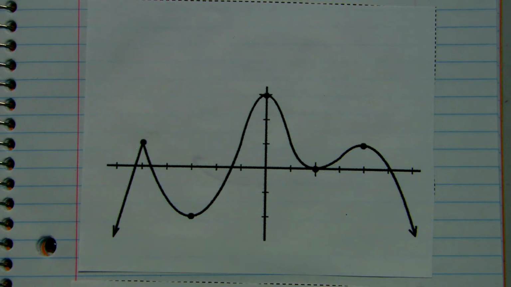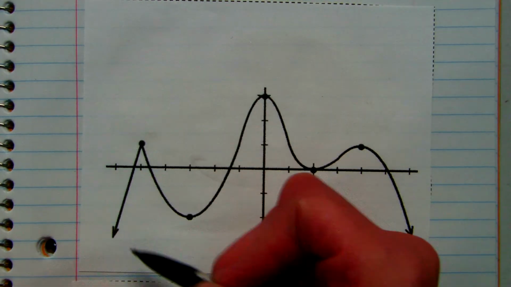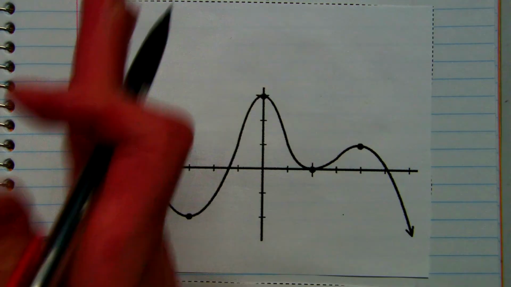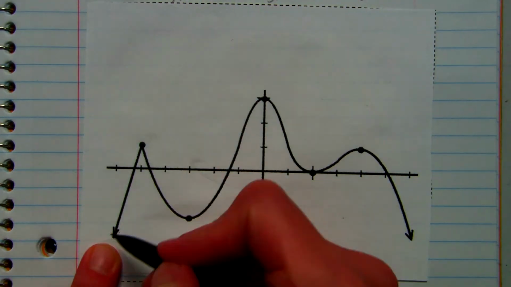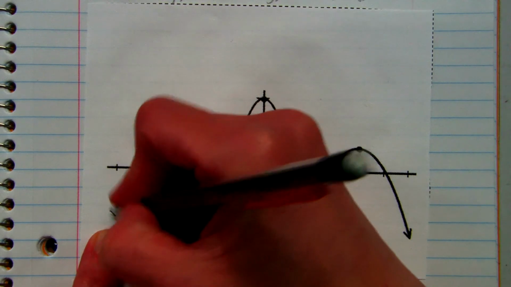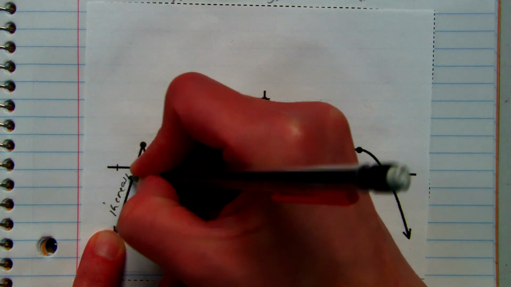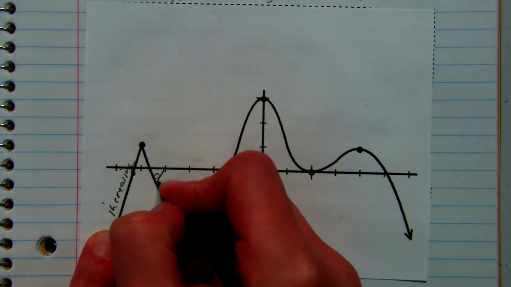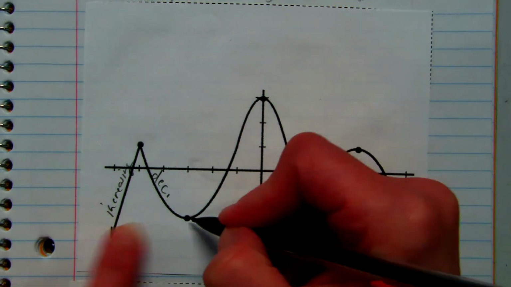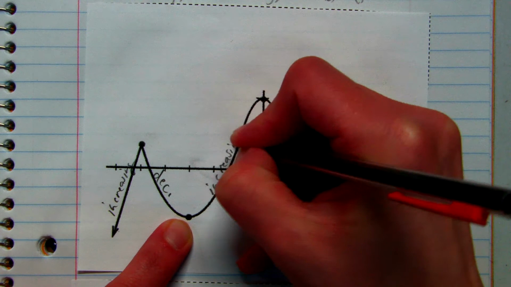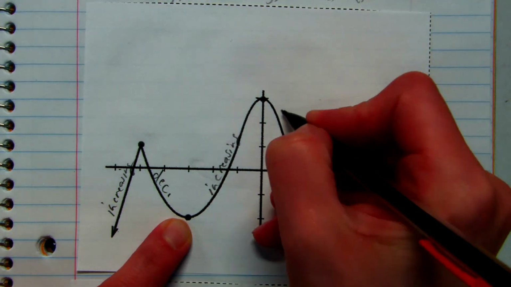Okay? So on this first piece, I like to cover up this arrow because that makes me think down, but that's going to the left. We want to go from left to right. So this is going from negative infinity up to here. It is increasing. From here to here, it's going down. So that's decreasing. From here to here, it's going up. So increasing. Then it goes down again.